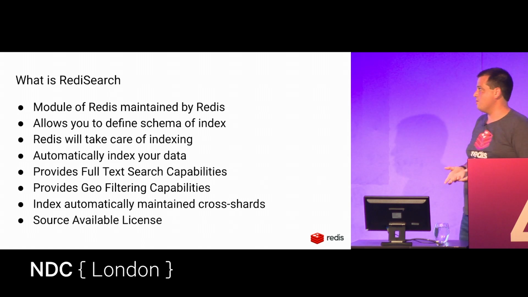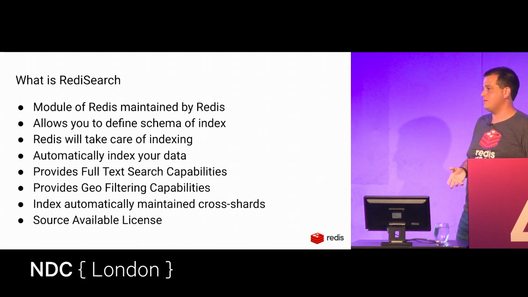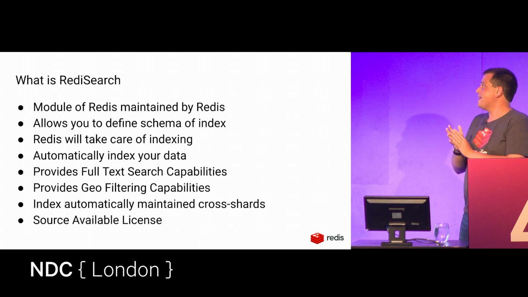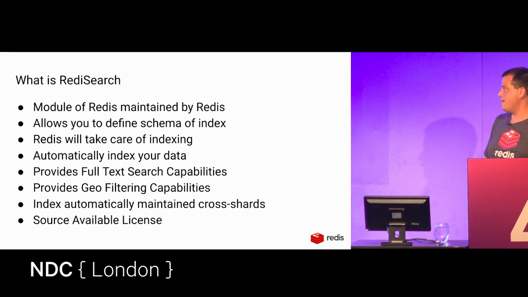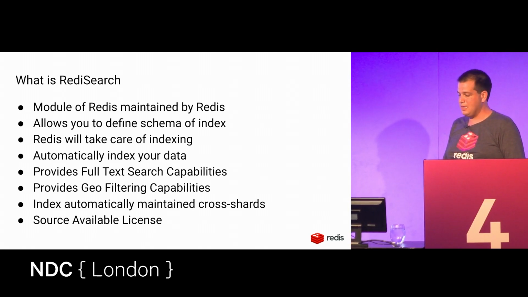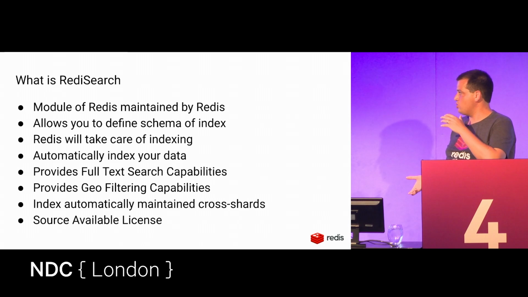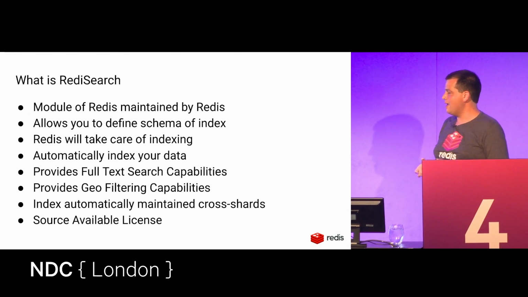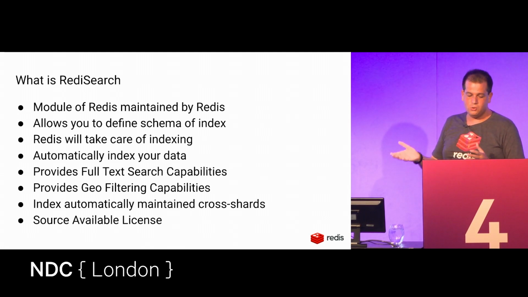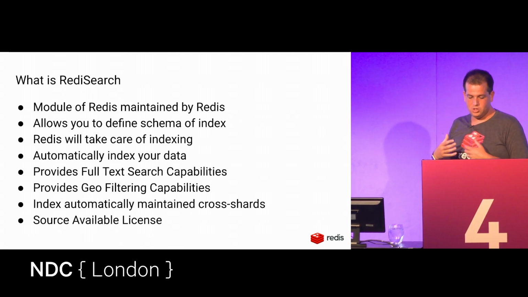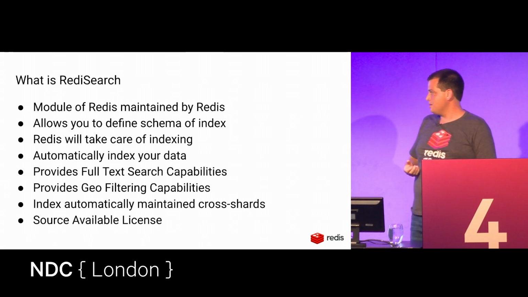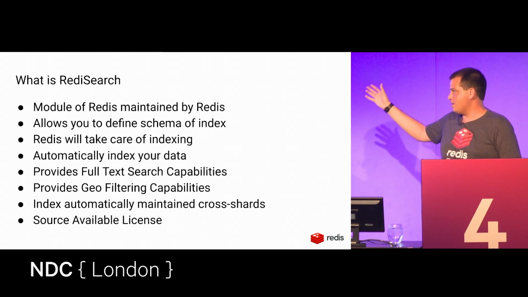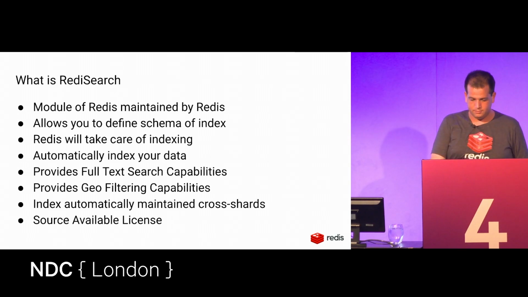So what is Redis Search? Well, Redis Search is a module of Redis that's maintained by us, Redis. It allows you to define a schema of an index and then have Redis basically take care of the indexing for you. You can automatically insert your data and Redis will automatically index your data for you. And it provides full text search capabilities. You can do geofiltering. You can index automatically across shards. And this is also available under that same source available license that I mentioned earlier.